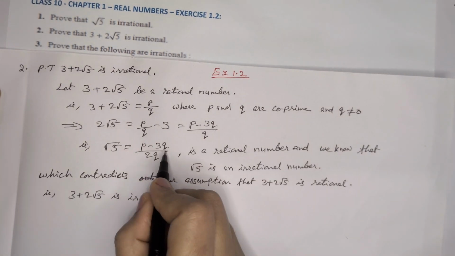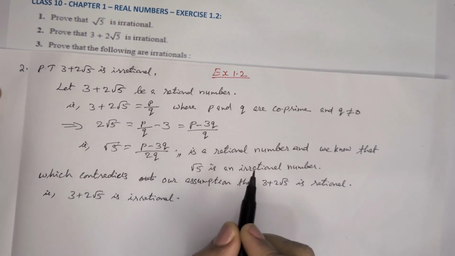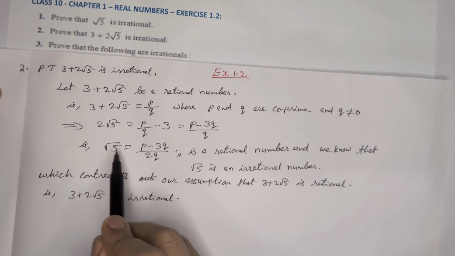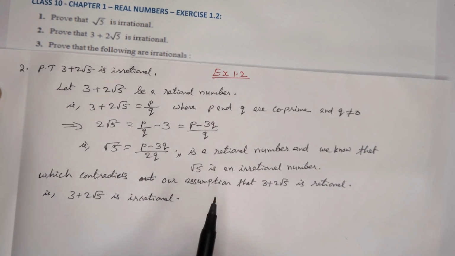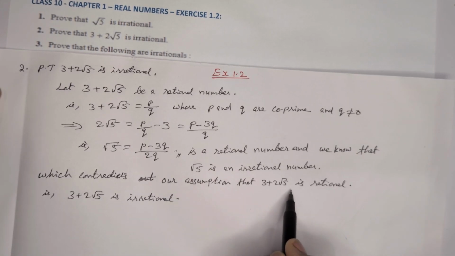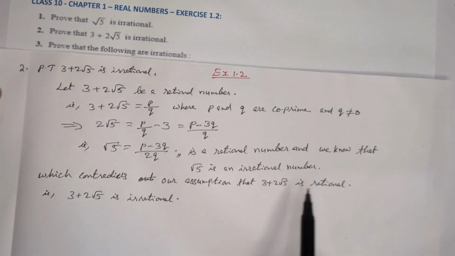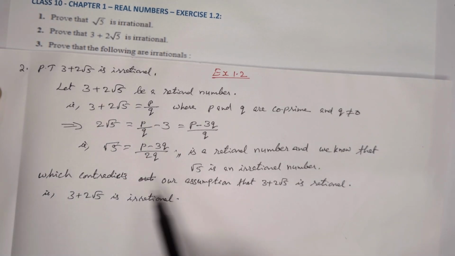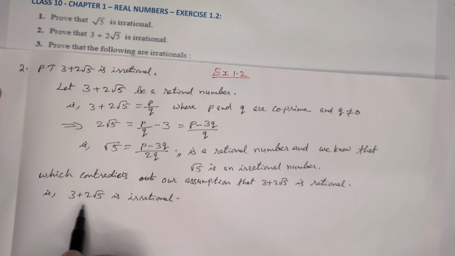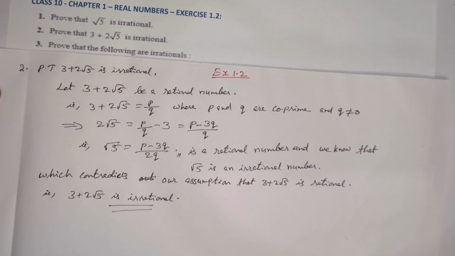Here we know that p minus 3q by 2q is a rational number. But we know that the left side, root 5, is an irrational number, which contradicts our assumption that 3 plus 2 root 5 is rational. First we have taken 3 plus 2 root 5 as rational. That assumption is wrong. Therefore, we can write the conclusion that 3 plus 2 root 5 is irrational.